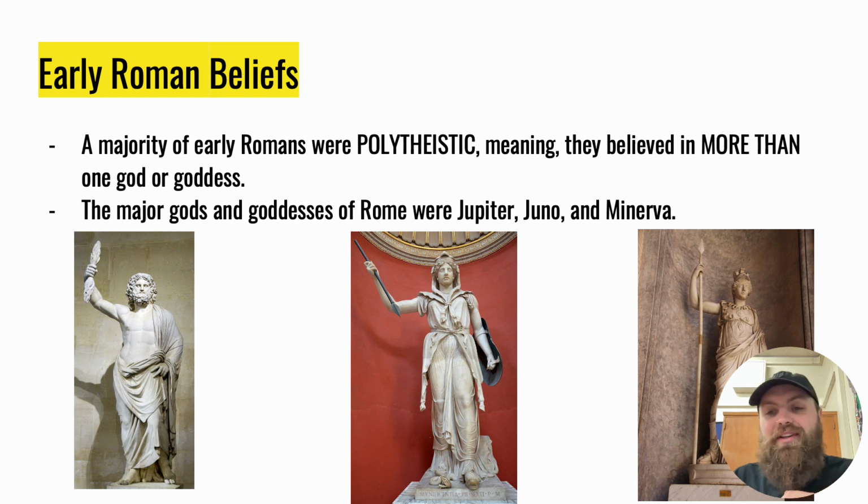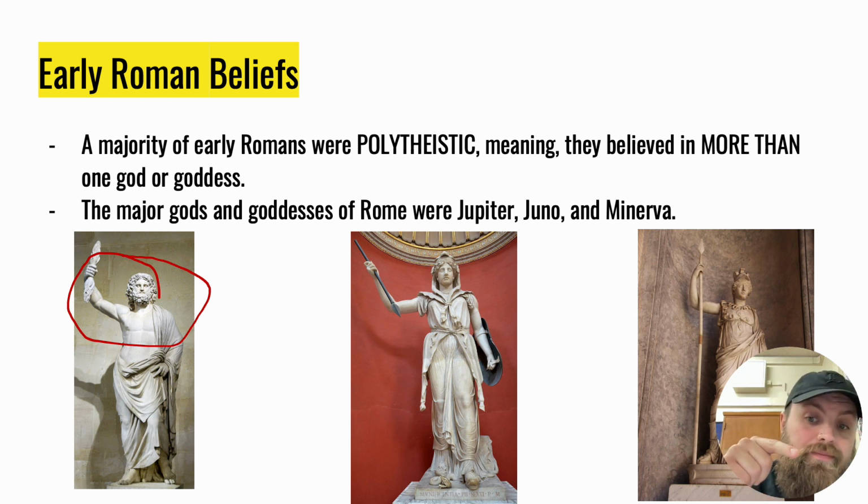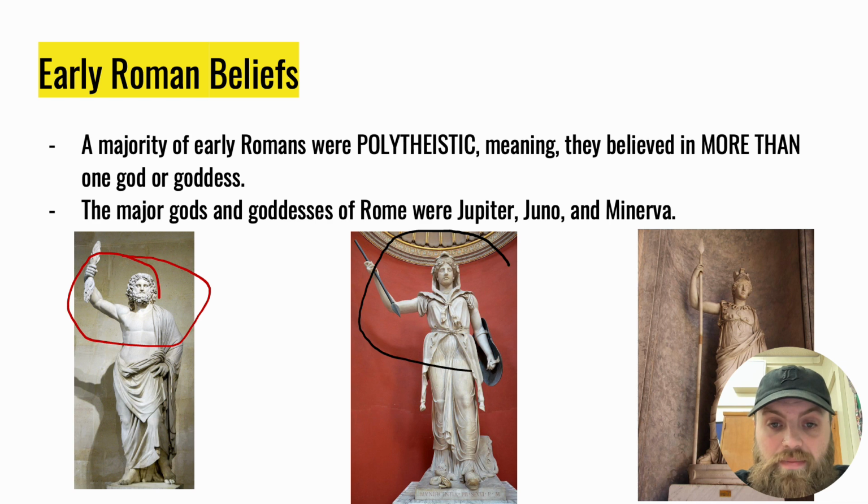Now, I gave you a second earlier to look at these pictures and try to figure out who's who. We'll start with this one right here. This is Jupiter. Jupiter is the god of the sky. I'm going to talk about how the Romans came up with these gods and their names in just a moment. This middle one here is Juno. And to the right here, we have Minerva.